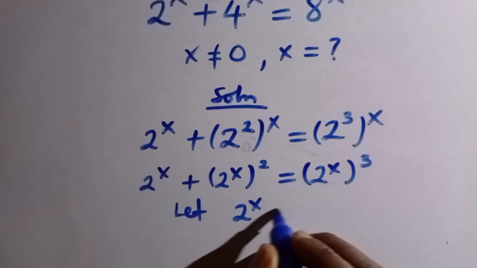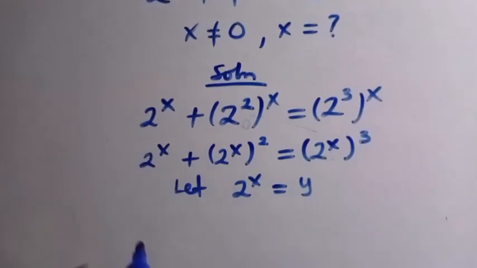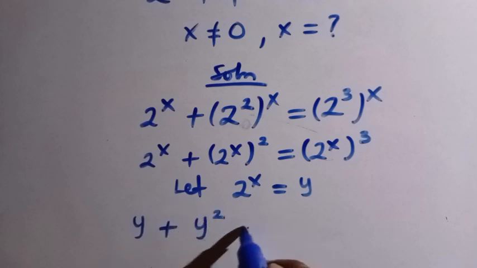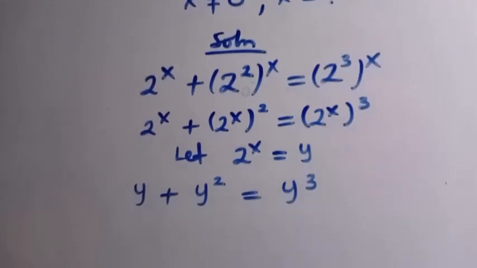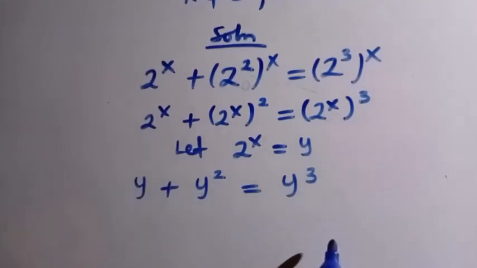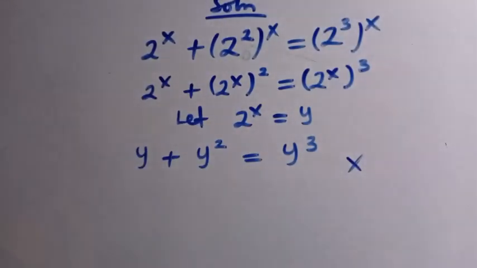From here, if I let 2 power x equal y, this means that we are going to have y plus y squared equals y cubed. No matter how we do this, we are going to factor out y and let it equal 0. So there is no way we do not get 0, so we are going to reject this method. And let's try to do it in a normal way that we do not get 0 at all.